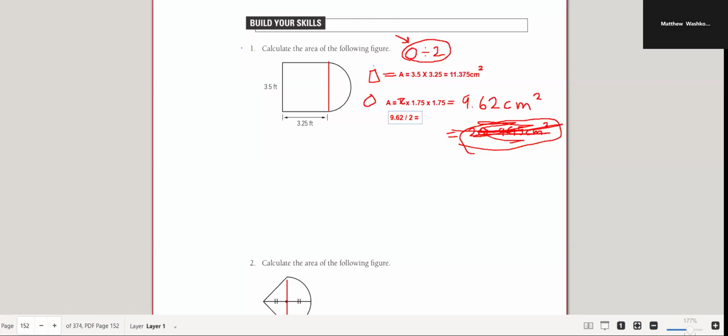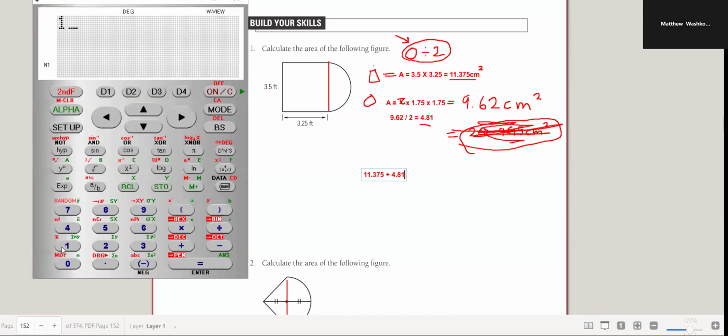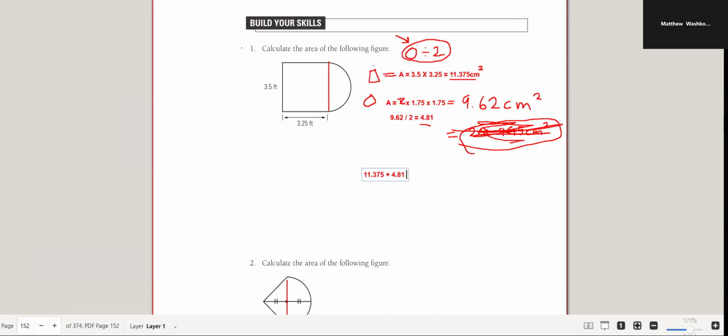9.62 divided by 2 is going to give me 4.81. So now I can add up these two numbers. 11.375 plus 4.81 gives me 16.185 centimeters squared, which is my final answer.